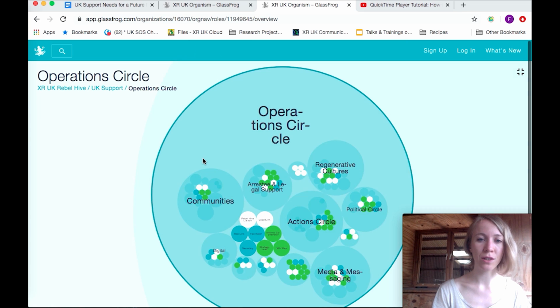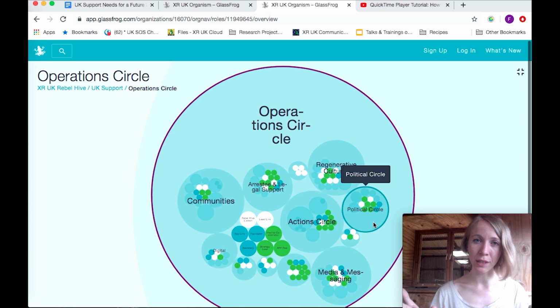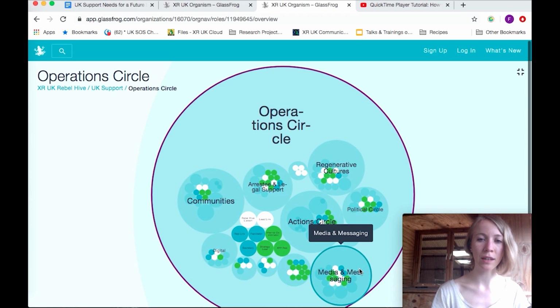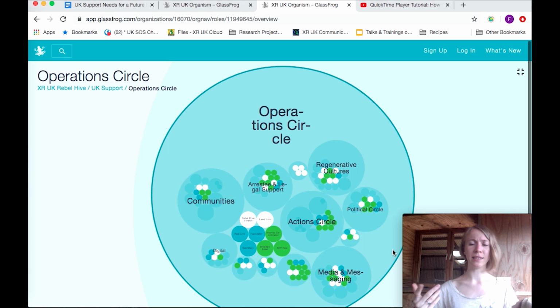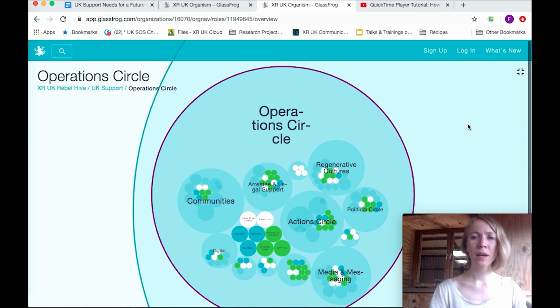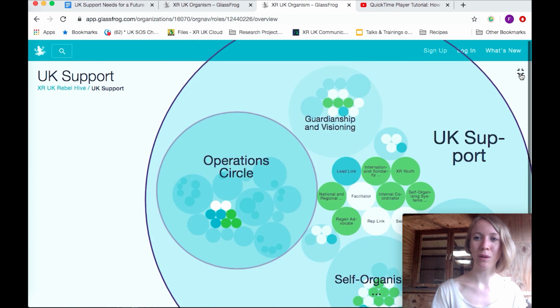Here in the operations circle, you have teams such as the action circle, where the big UK-wide actions that we do get organized. You have the political circle that organizes our political lobbying, that kind of stuff. You have media and messaging. So, you might find it interesting to just click around the circles and understand what is actually going on at a UK-wide level.